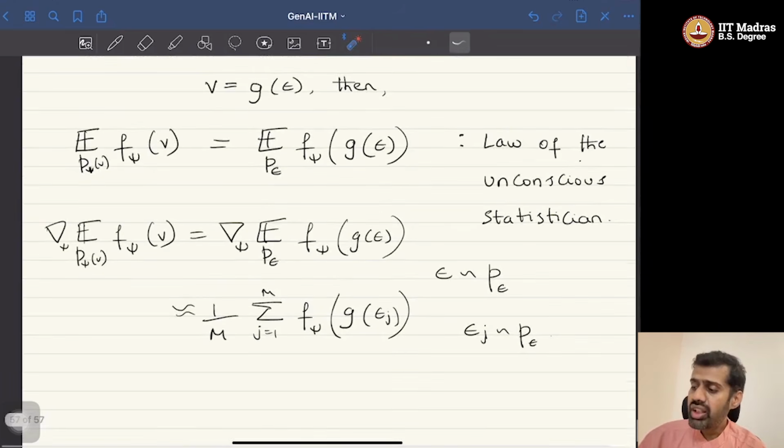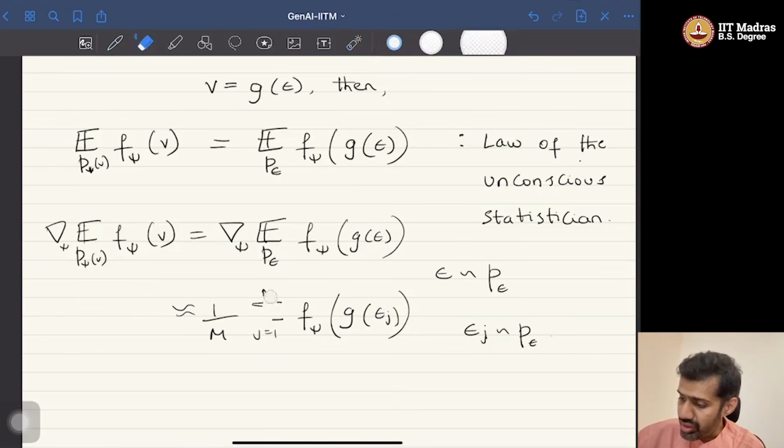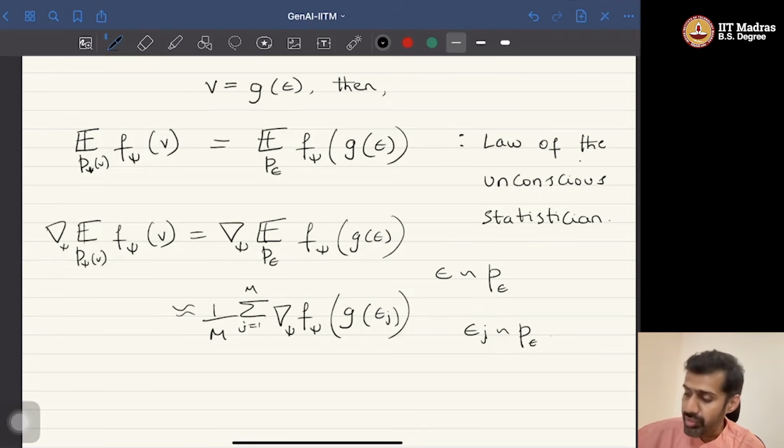So that is the idea. Then we can use our usual law of large numbers to compute the gradient that we are seeking. With your pardon, there should be a gradient operator here. J is 1 through m, and we have the gradient of this particular function with respect to psi, which can be computed now.